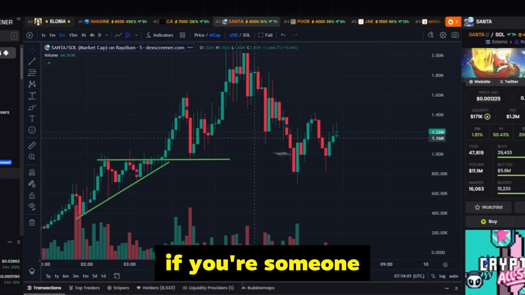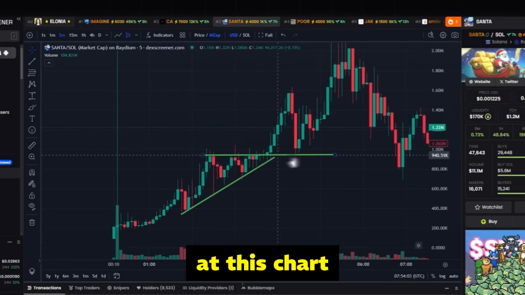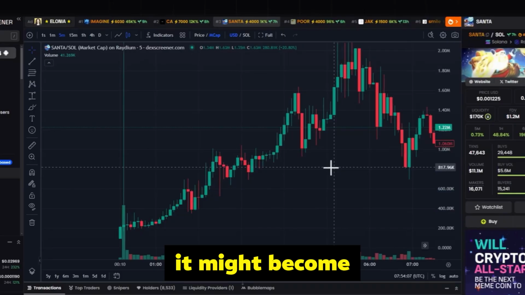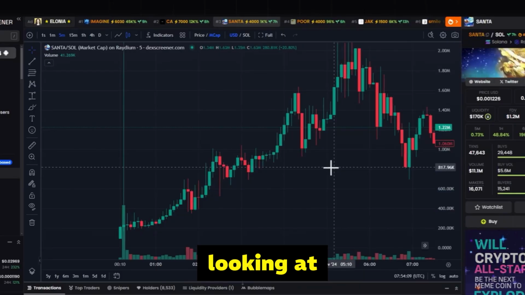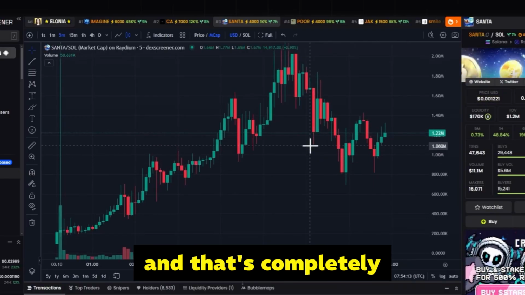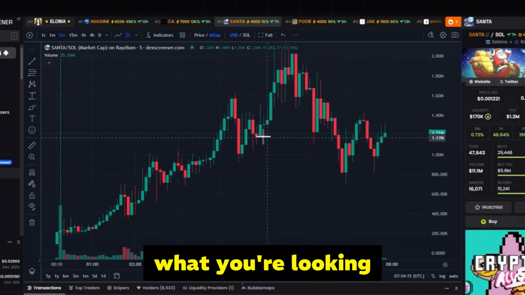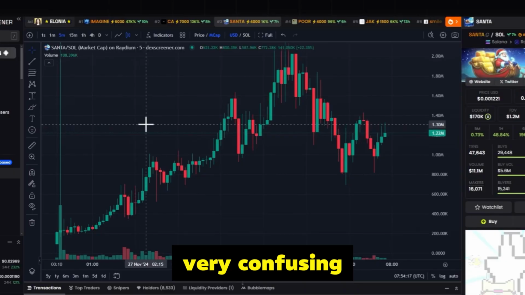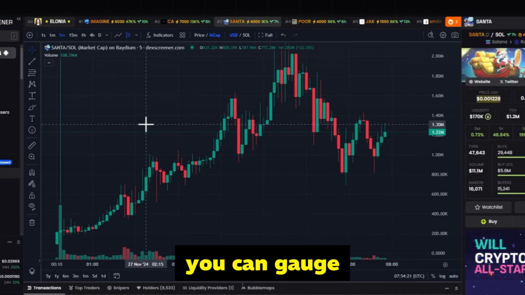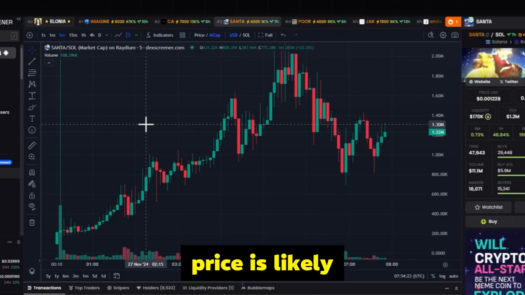Now, of course, if you're someone that's into the buying, take a look at this chart. So I've already drawn some lines here. But if I delete them, it might become very confusing as to what you're looking at. A lot of people look at this chart and they see a bunch of lines. They see a bunch of nonsense, and that's completely understandable. What you're looking at to the average person is very confusing. But as long as you pay attention to certain patterns in technical analysis, you can gauge a real understanding of where the price is likely to go.